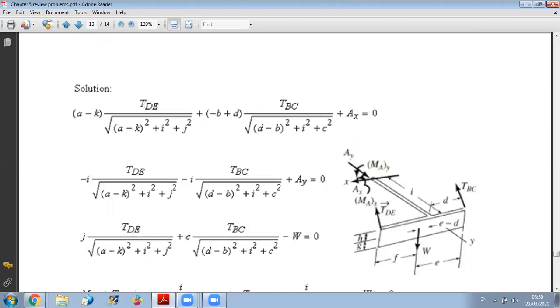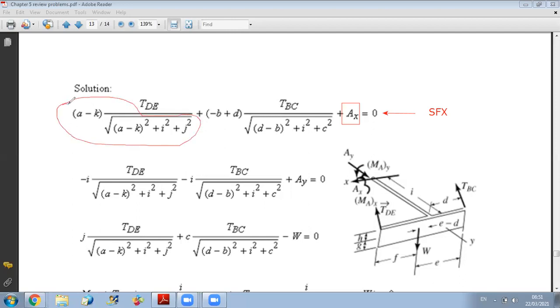After we have found the components of each force, now we can write sum of x equals 0, sum of y equals 0, and sum of z equals 0. So this relation represents sum of x. All they did, they considered the x component of each force. Another reaction at A, we have AX. After you calculate the unit vector of TDE and TBC, you can just find now the x component of TDE. What is the x component of TDE? It is TDE times the component of the unit vector along x.